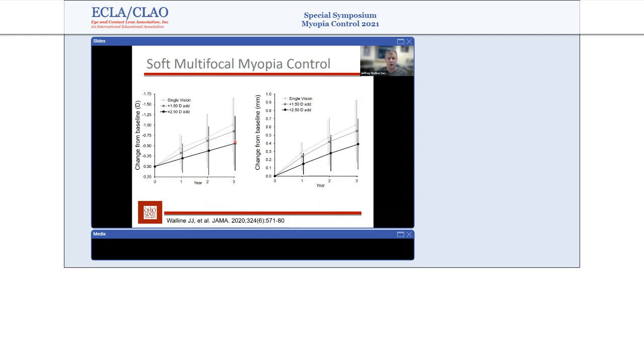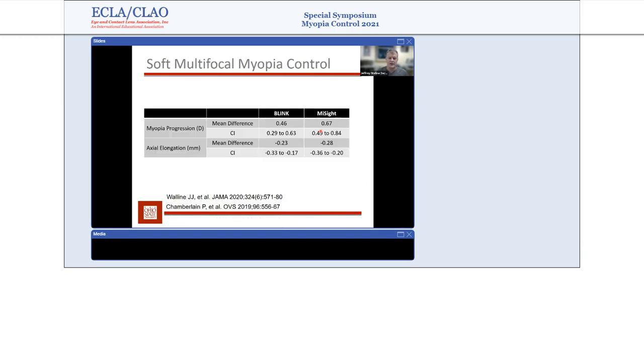But I think this also provides an important answer to an important question, that is, do you have to prescribe the highest add power in order to get the maximum benefit from it? And this study would indicate that that's true. So a third of the patients were randomly assigned to the highest add power, plus 2.50 add, a third of them to the plus 1.50 add, and a third of them to single vision contact lenses. And when we did that, only the ones with the 2.50 add had slower myopia progression than single vision. The 1.50 add was actually similar to that. And same thing with eye growth. The 2.50 add was slower eye growth, but there was no significant difference between 1.50 add and single vision. So ultimately what this says is, in order to get myopia control with these contact lenses, you need to use the highest add power.